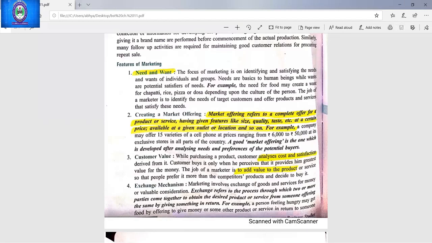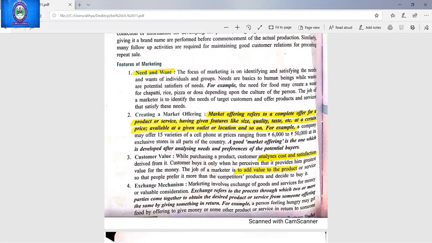Many persons are involved to make the goods available from the place of manufacturer to the place of consumer. So that's why it is known as a social process. Second feature of marketing, need and want. The focus of marketing is on identifying and satisfying the needs.